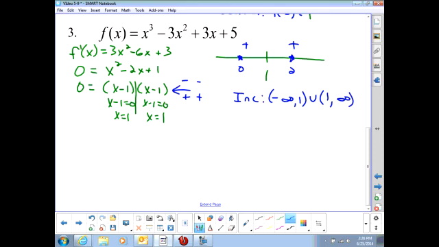And because we're going increase to increase, there are no maxes or mins. So we can just state that. And we will have now satisfied the question, finding our increase-decrease intervals and where any maxes or mins might occur.